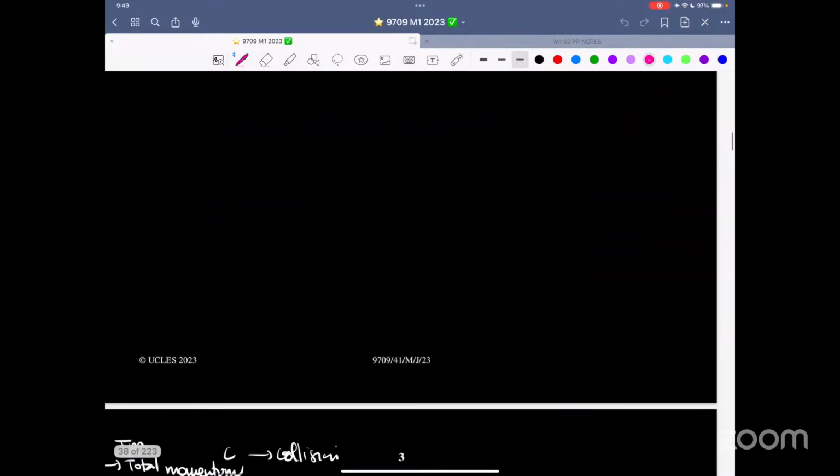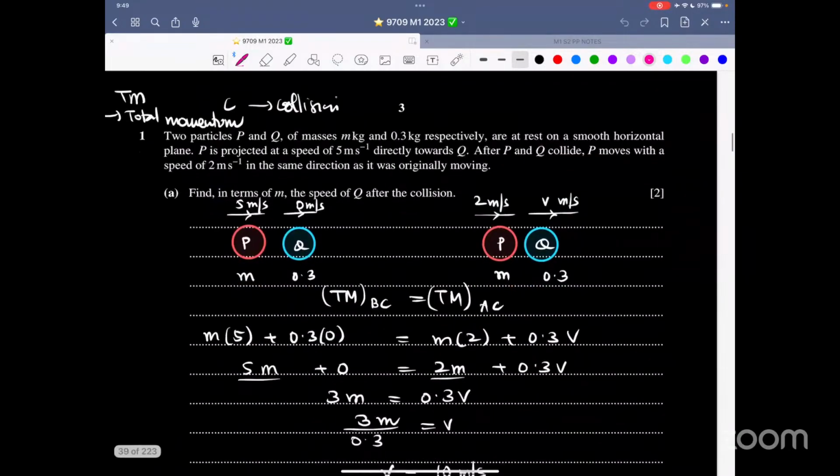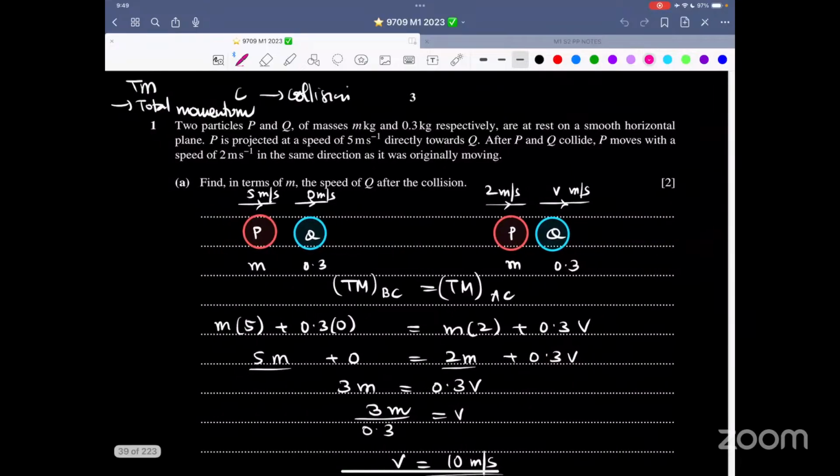Now over here, let's look at the first question, about momentum. Let's get started with momentum. First of all, it says two particles P and Q of masses m and 0.3 kg respectively are at rest on a smooth horizontal plane. P is projected at a speed of 5 meters per second directly towards Q. So P is moving towards Q, and initially they are at rest.